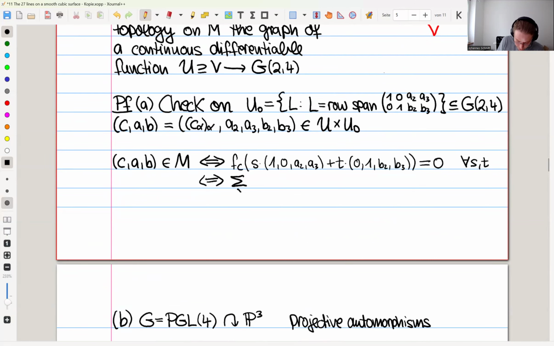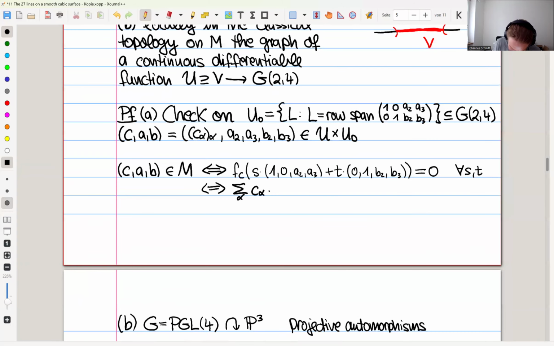Plugging in this summation, we sum over alpha, then we have C alpha, and then we have the different coordinates of this summation to the correct powers. And so we see, for example, the first coordinate is just s times 1 plus 0 times t. So it's just s to the power alpha 1. The second coordinate is t. We raise it to the power alpha 2. So here we just plug in this monomial, x1 to the alpha 1, x2 to the alpha 2, and so on.